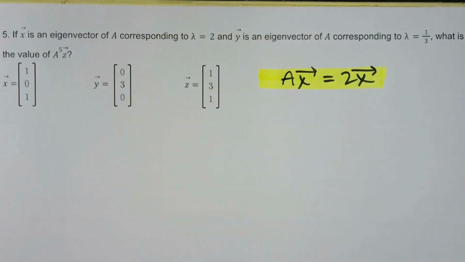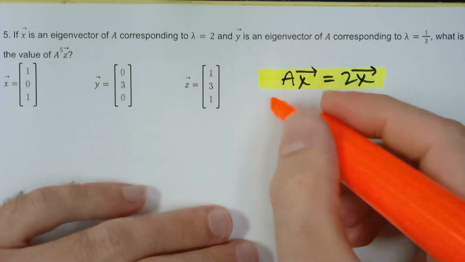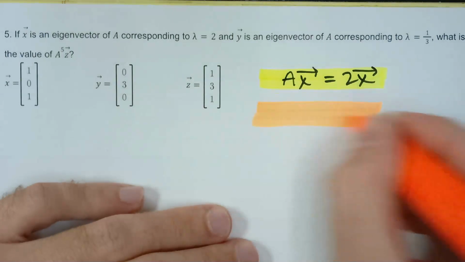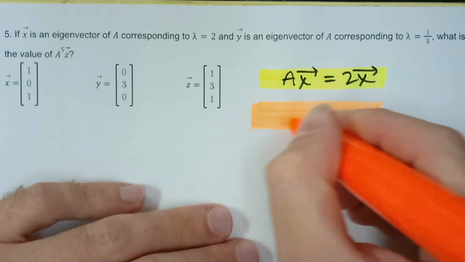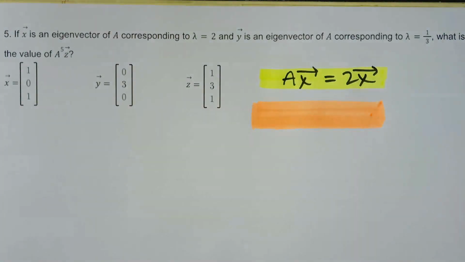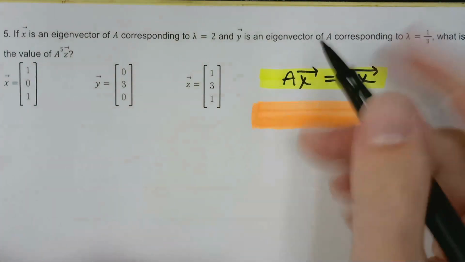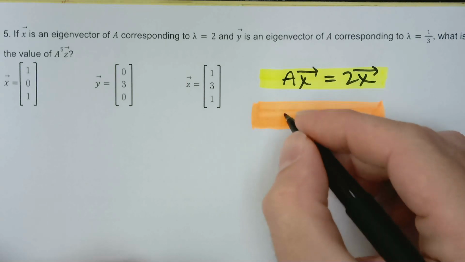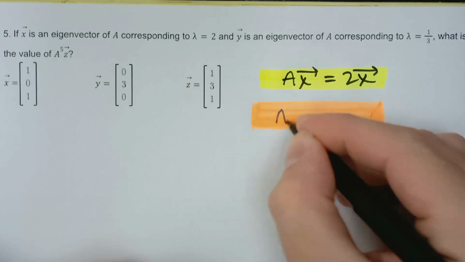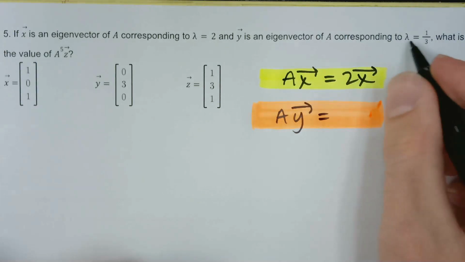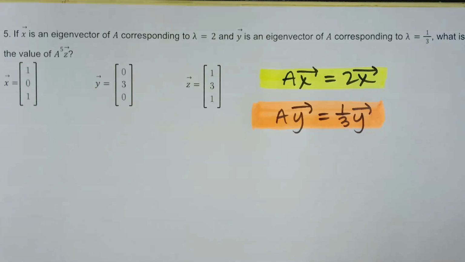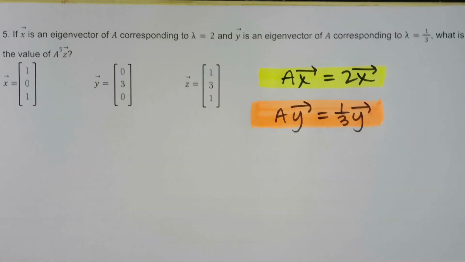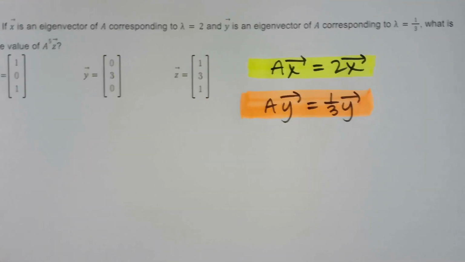And then y is an eigenvector of A corresponding to lambda equals 1/3. I haven't really looked too much at situations where the eigenvalues themselves are not integers, but that definitely happens, especially with real matrices, industry and stuff. So I'm going to say, all right, if y is an eigenvector of A, then Ay is going to be equal to lambda y for that value of lambda, so 1/3 of y.